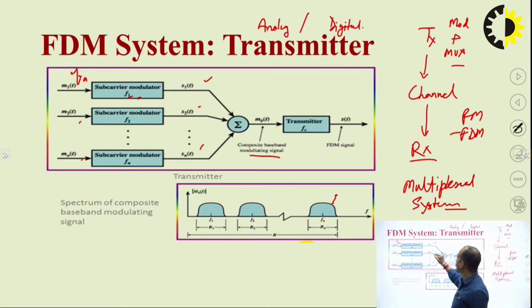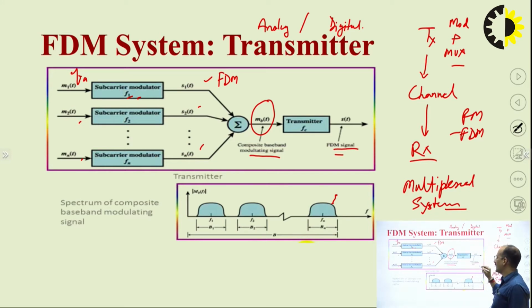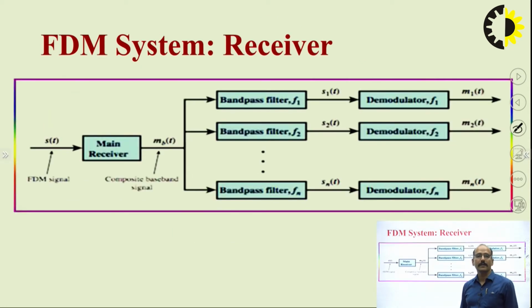Now, we have to perform the modulation part. This part is related to FM. In this part, we are using fc, the carrier frequency, to modulate this MB(t) signal so that it can travel a long distance. So, combined, it will become an FM-FDM signal.